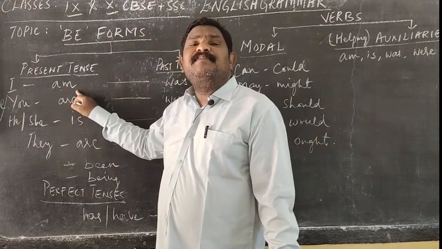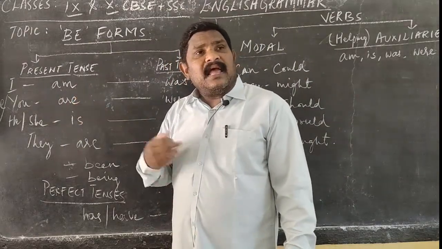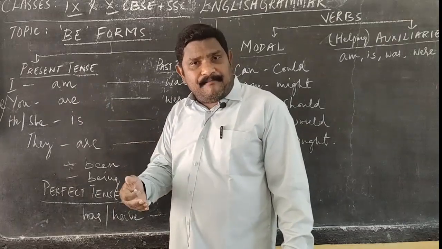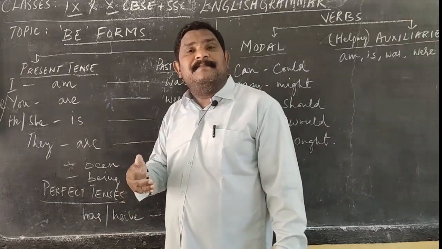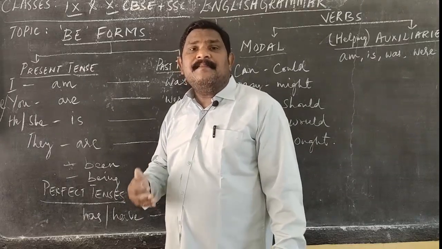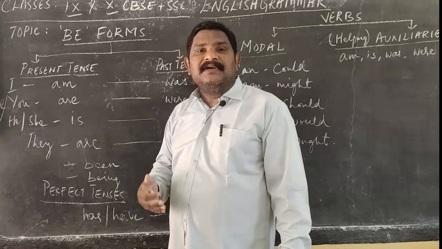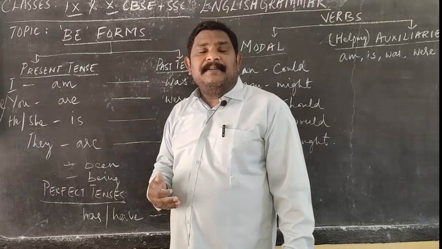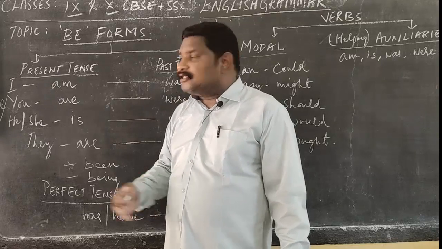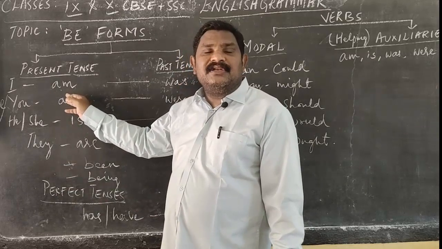If you see, the first be form is am. Am, A and M, the pronunciation is M. But in a sentence you say I'm going out, I'm coming down, I'm a person, okay? I'm a hardworking guy, like that. So it gives a short pronunciation, M.